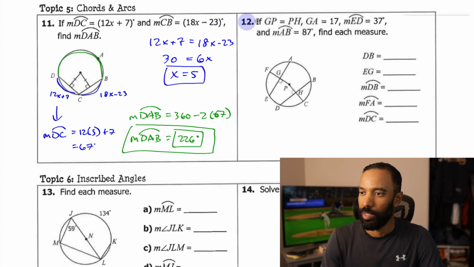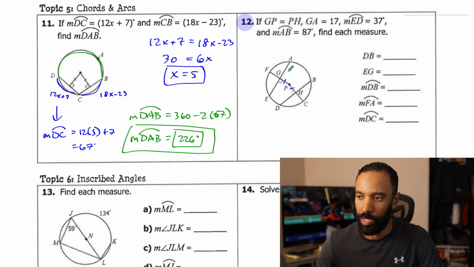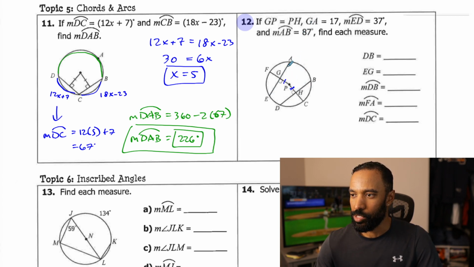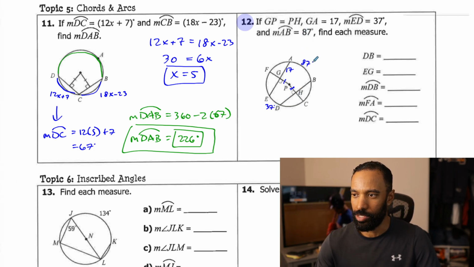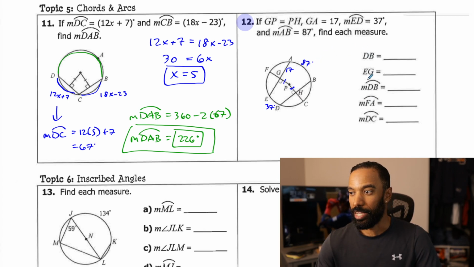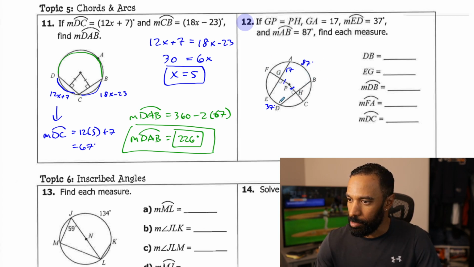Number 12. If GP equals PH, this goes back to the equidistance thing. So these are equal to each other. That means these chords are congruent, okay? GA equals 17. I wonder if I can fit all this. Measure of arc ED is 37 degrees. Okay, I didn't anticipate using that. Measure of arc AB is 87 degrees. Find each measure. Oh, right here. I was like, what? Just find everything? All right, DB, the length of DB, where are we?